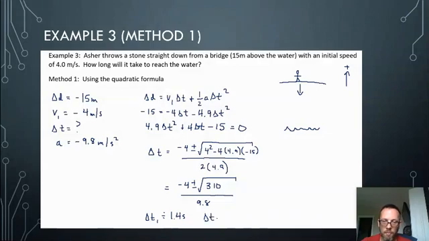And delta t2, I'll get using subtraction, negative 4 minus root of 310, and divided by 9.8, negative 2.2.